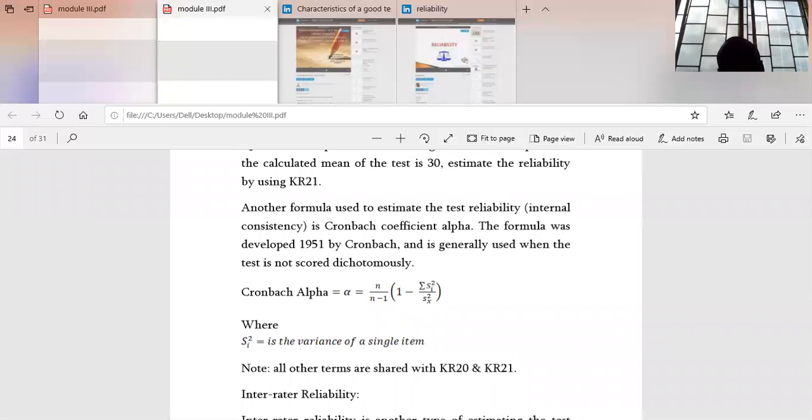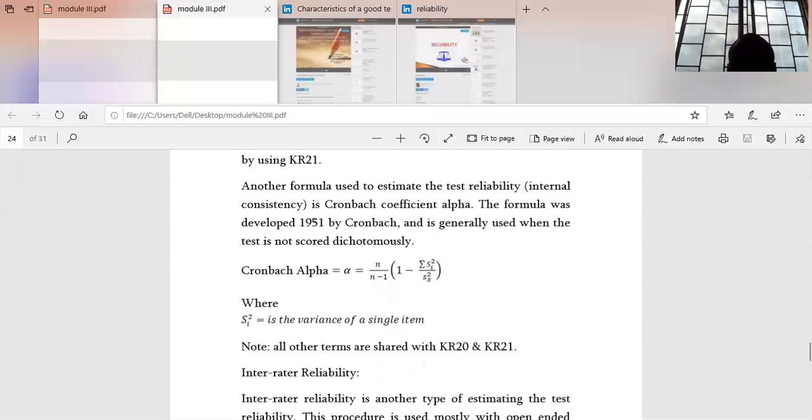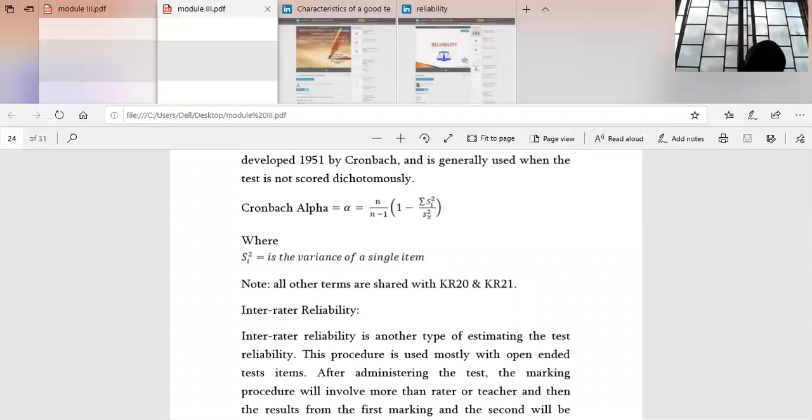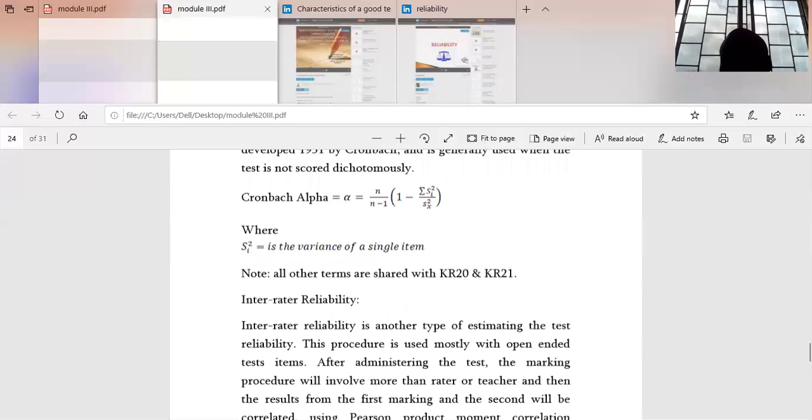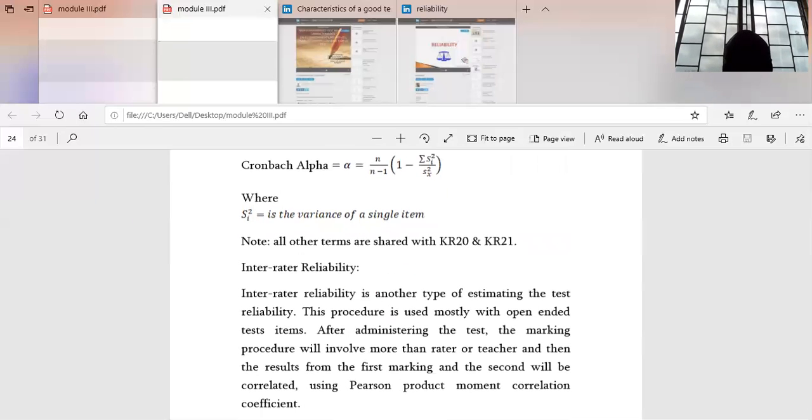How to use Cronbach's alpha? There is a formula again here, which needs you to have a general idea of how to calculate variance and so forth. And then the other type of reliability is what we call interrater reliability, the fifth type of reliability. It's another way of estimating test reliability.